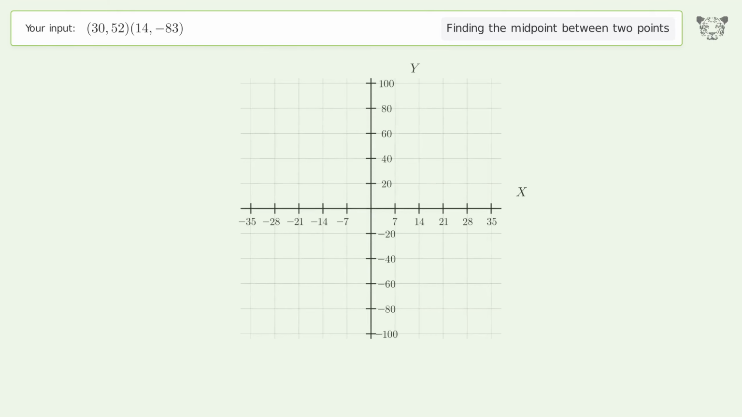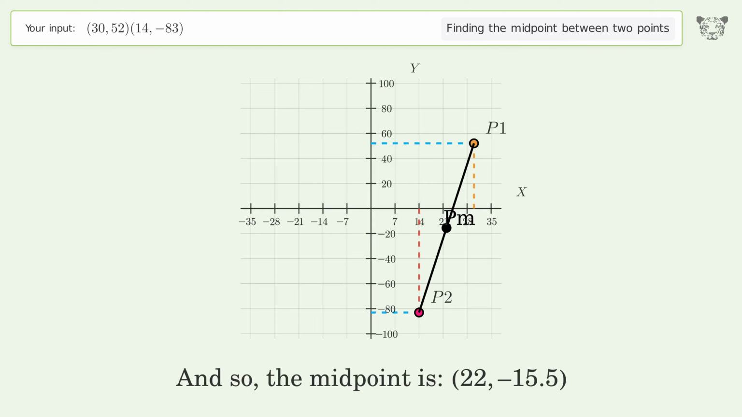And so, the midpoint is 22, negative 15.5.